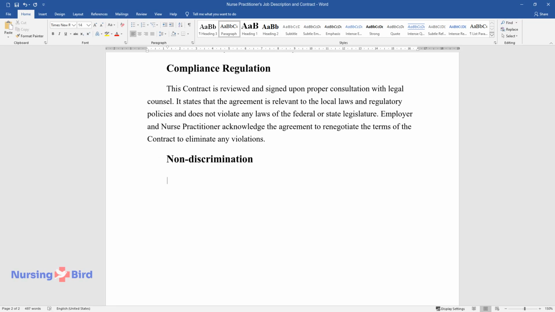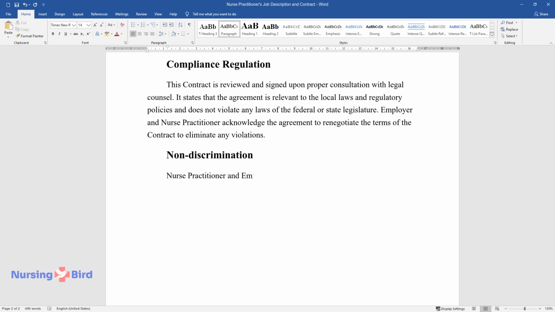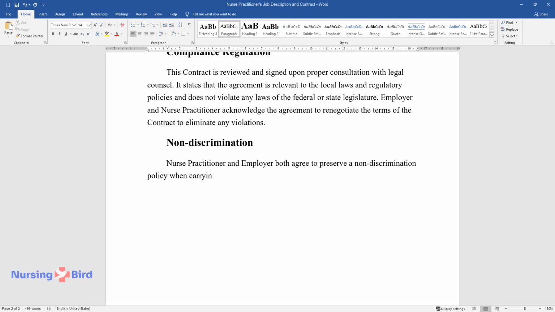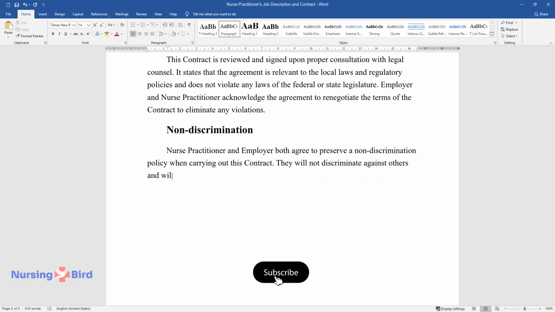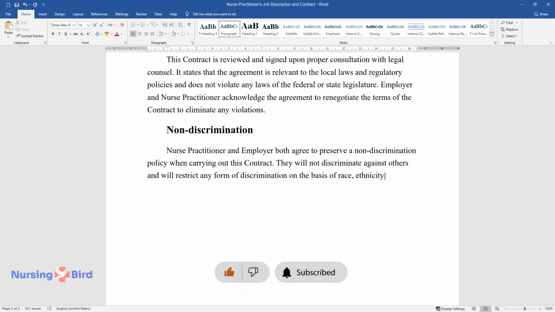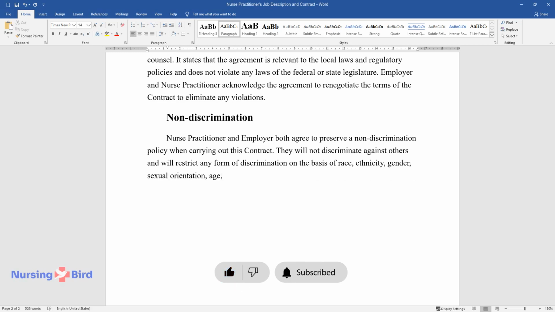Non-discrimination. Nurse practitioner and employer both agree to preserve a non-discrimination policy when carrying out this contract. They will not discriminate against others and will restrict any form of discrimination on the basis of race, ethnicity, gender, sexual orientation, age, or health conditions.